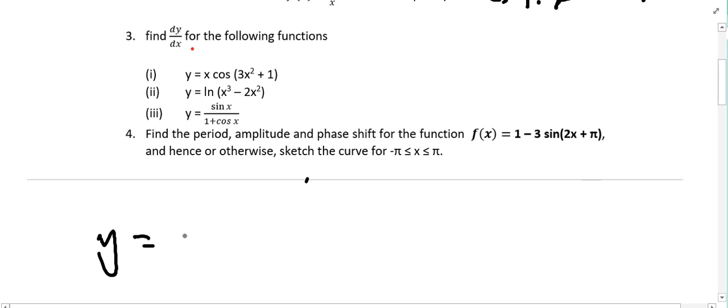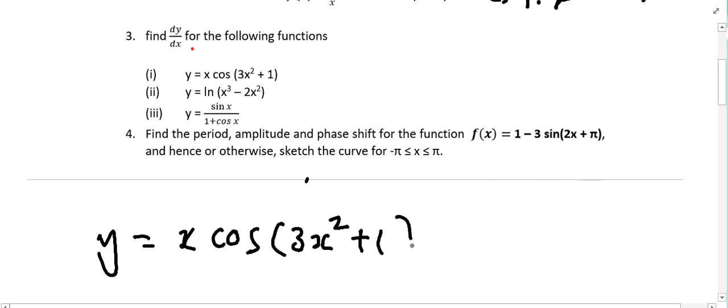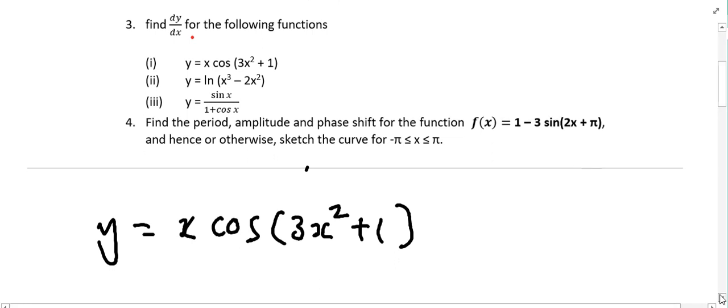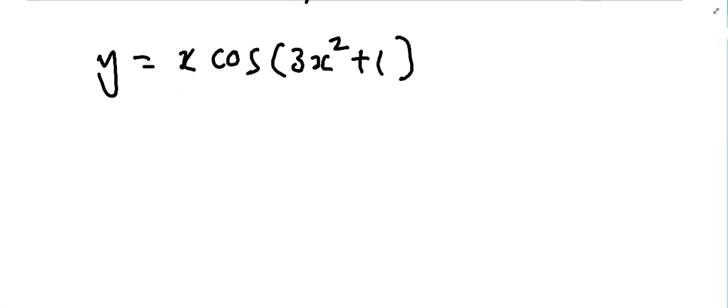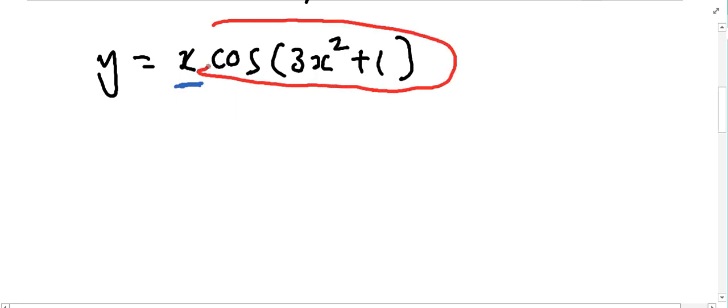So we have y is equal to x cos open bracket 3x squared plus 1. Okay, so this is what we have. From here, you're going to discover that it is a combination of so many rules that we need to look at. This guy is totally independent from this other guy. This guy is also alone. But what is connecting these two guys is a multiplication, meaning for these two guys, you need to use the product rule.